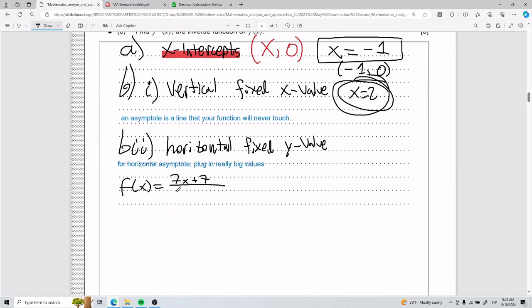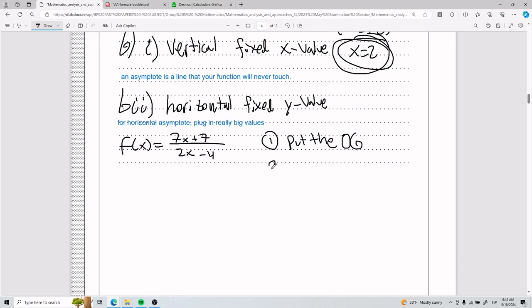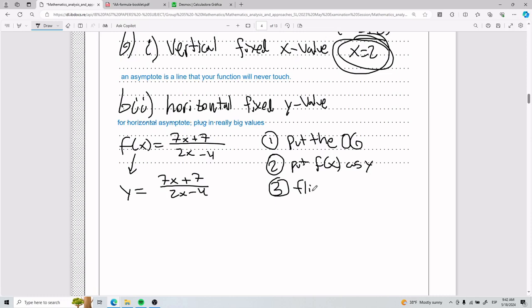So, the steps that I suggest is that first you write down the OG. So put the OG, the original function. Then put f of x as y. And so now I haven't done anything yet besides just putting f of x as y. And now the third step is going to be flip x and y.